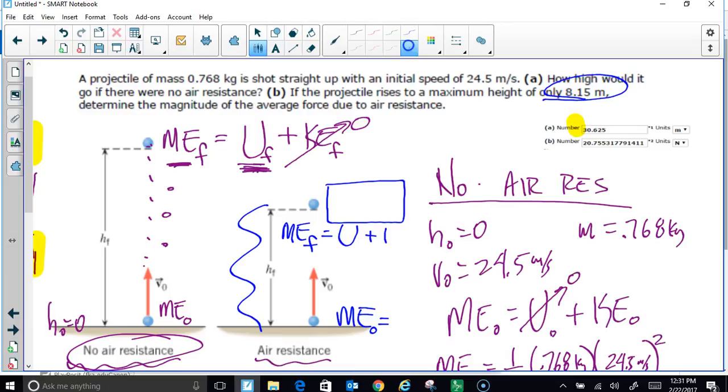But it still stops at this point, at its highest point, so it doesn't have any kinetic energy. And certainly, mgh of whatever the mass is, times g times 8.15 is not going to be nearly as much energy as it was all the way up here. I think we would agree with that.